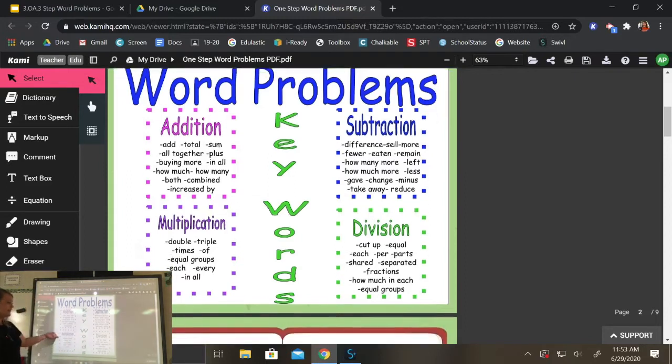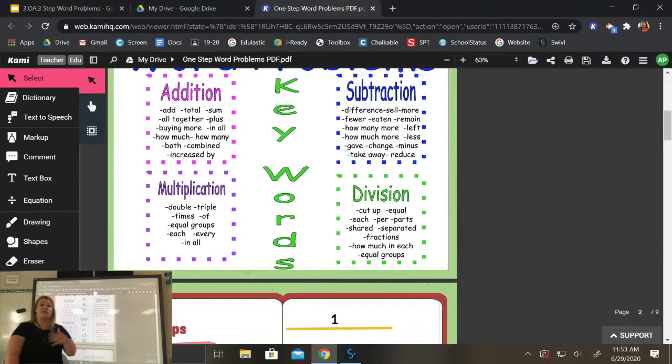Now, multiplication, the way I like to tell my students is, if you see the word each in the problem, the word each is going to automatically tell you that it's going to be a multiplication or division problem. You're not going to have the word each in an addition or subtraction problem because you're not talking about equal groups. Now, when you see double, triple, times, groups of, equal groups, each, every, or in all, there's a good chance it's going to be multiplication.